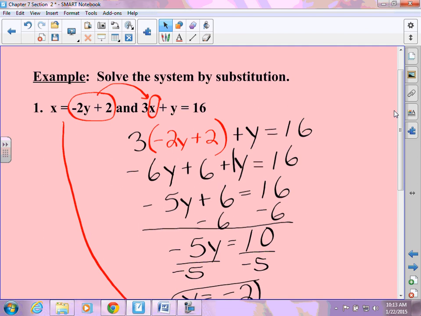If it only worked in one, what? You did something wrong. Don't write no solution. You are having a solution on these, and it should work. Okay? Questions on this?